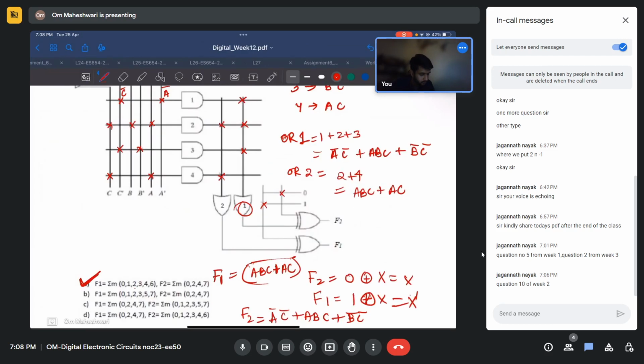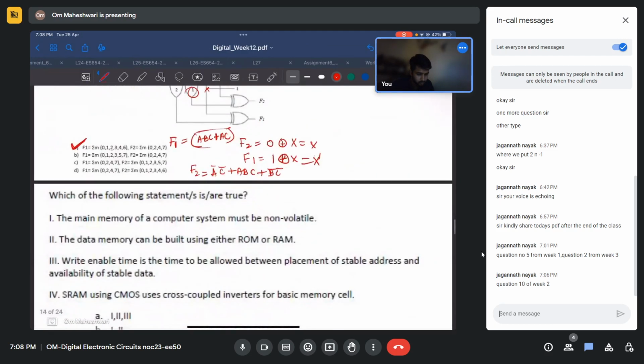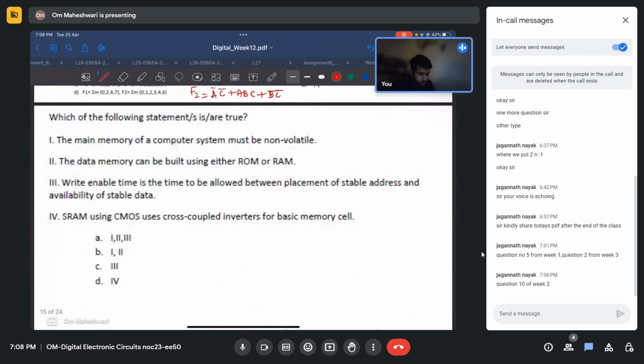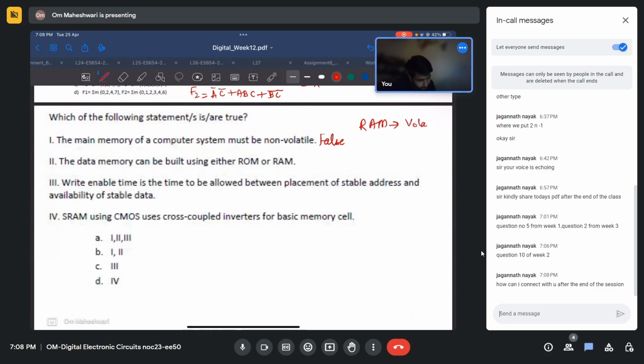Okay. So this question is done. Next question is, which of the following statements is are true? The main memory of a computer system must be non-volatile. The data memory can be built using ROM or RAM. This is false. Use RAM, which is volatile. Data memory ROM or RAM. False. RAM only. Sorry.